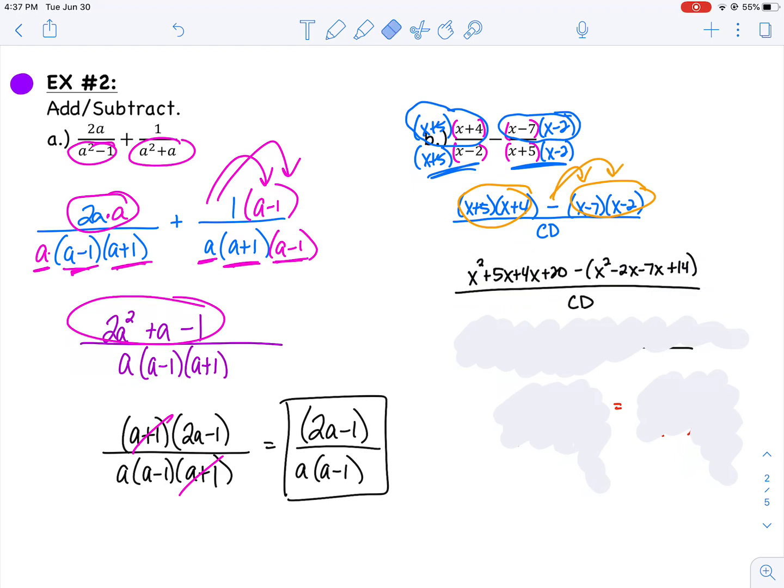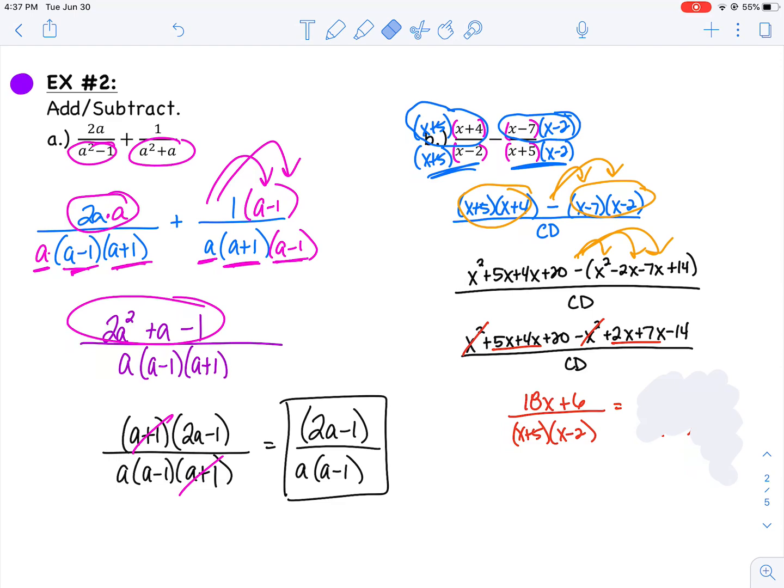I'm going to FOIL the first one. I'm going to FOIL the second one. And then you notice there's a subtraction sign that needs to be distributed to every single term in the second parentheses. So be careful. Once I do that, I can combine like terms. You should have a positive x squared and a negative x squared. You should be able to combine all of your x terms, and you should be able to combine your 20 and your negative 14. I ended up getting on the top an 18x plus 6 over that common denominator, remember, of an x plus 5 minus x minus 2.